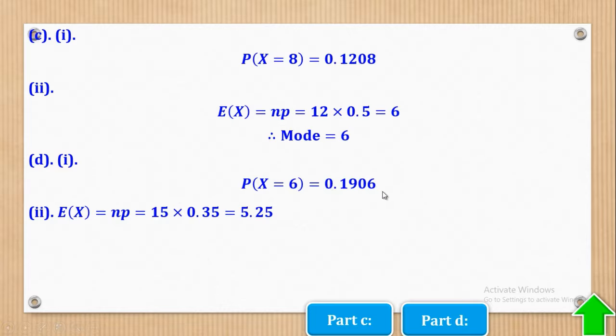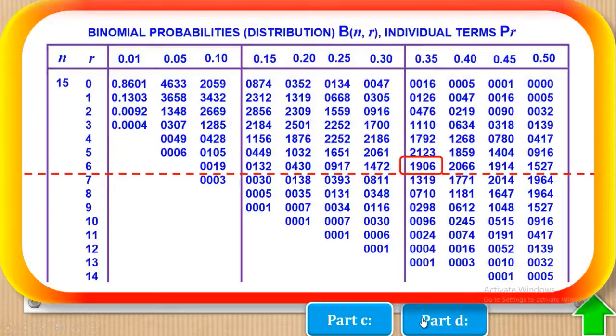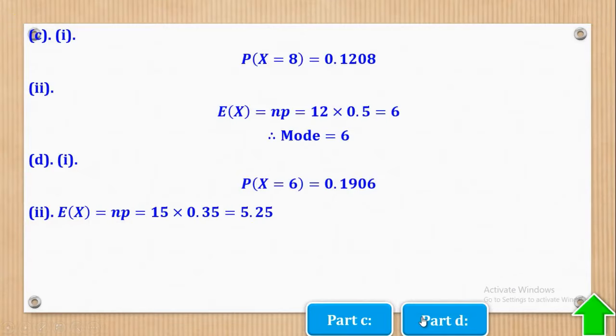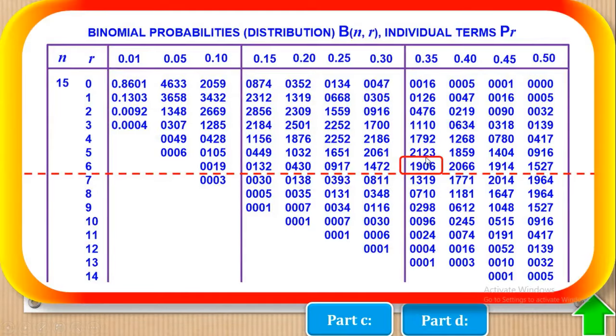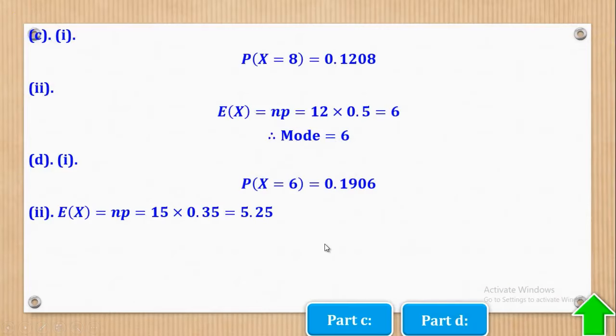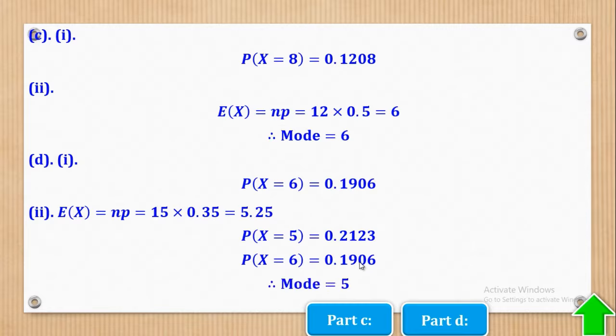The one for x equal to 6 has already been got here, so the next thing to do is to get the probability of x equal to 5. So x equal to 5 is 0.2123. So we shall come here and state that x equal to 5 is 0.2123 and x equal to 6 is 0.1968. Therefore, the one with the highest probability is x equal to 5. Therefore, the mode is equal to 5.